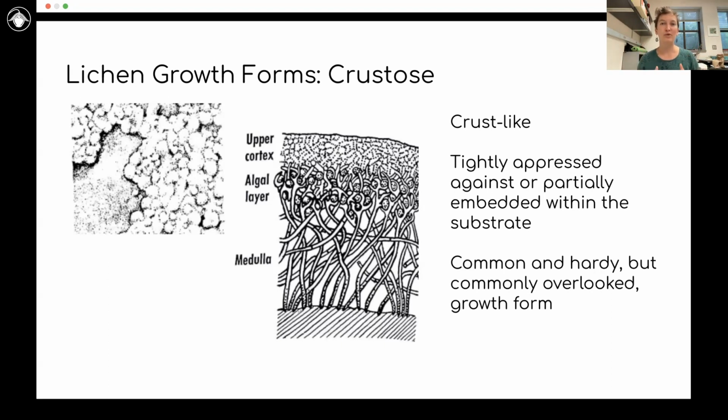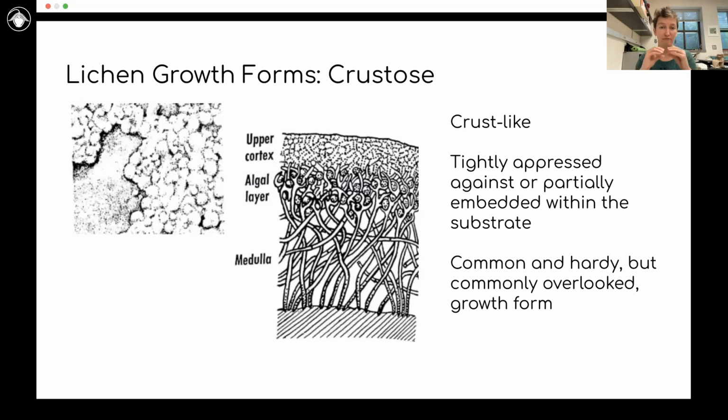So starting with the crustose growth form, which is considered the most basic growth form in terms of the different layers that are involved. So this is crustose, crust-like. These are generally very tightly pressed against or even partially embedded within their substrate. And just quickly, because I'm throwing a lot of terms in here, substrate is simply whatever the lichen is growing on. So this could be the bark of a tree or a rock or soil. Any of those things would be considered the substrate.